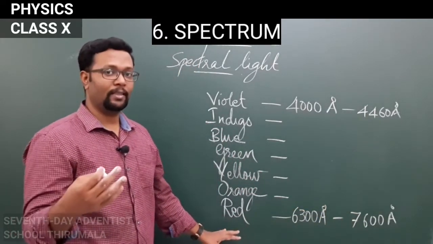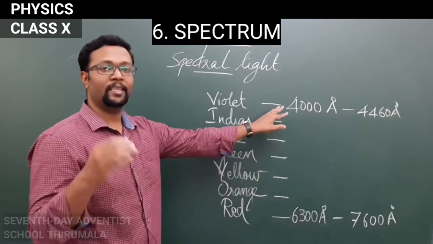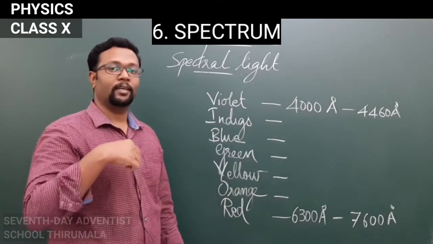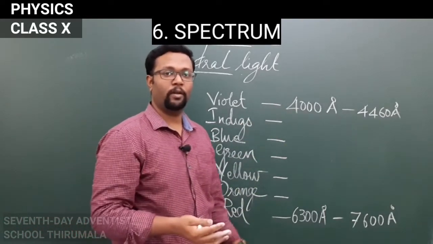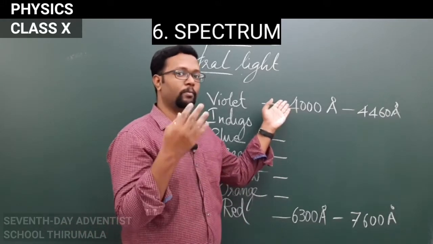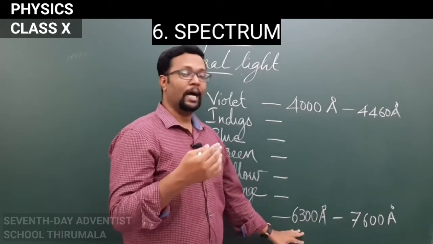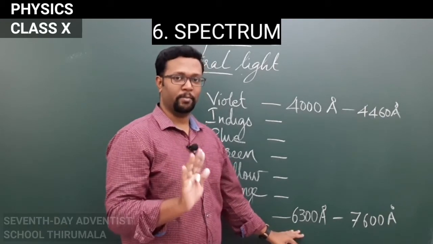So who has higher wavelength? Red. Who has lower wavelength? Violet. Who is refracted or deviated more? Violet. Lower wavelength, more deviation. Higher wavelength, less deviation. Remember that.